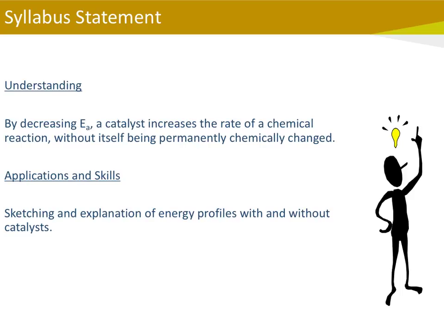So catalysts decrease the activation energy by providing an alternate pathway. A catalyst provides an alternate pathway for a reaction that has a lower activation energy. Catalysts are not permanently chemically changed. And so let's look at this in relationship to energy profiles and Boltzmann distribution curves as well.